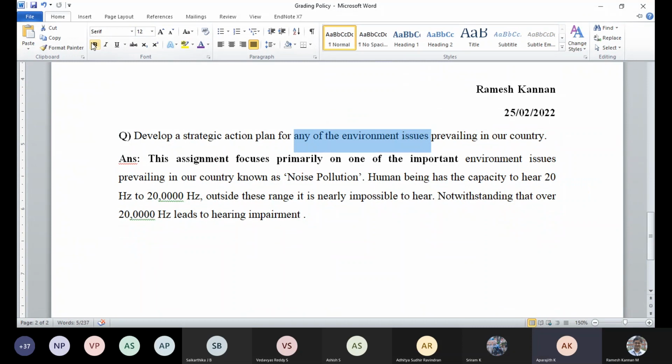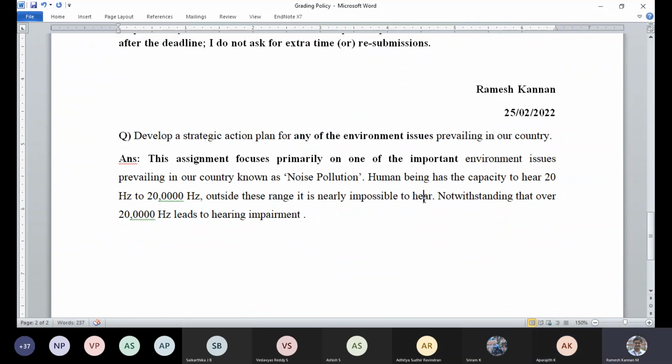Okay, any issue, provided you have to give justifications for that, right? So don't take something which you are not very familiar with, so you may not have much understanding of that, right? Or if you want to take it as a challenge, you can take that. I'm not stopping that, right?